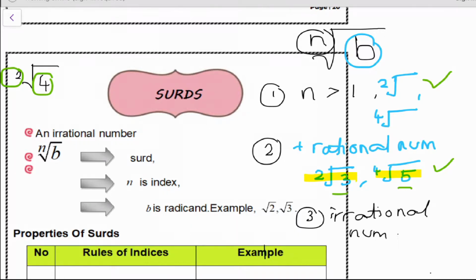If you press your calculator, the square root of 4 will give you 2. So 2 is not an irrational number. 2 is a rational number. So it doesn't satisfy the third condition. Hence, the square root of 4 is not a surd. Okay, so that is the introduction of surds. So let us move on to the properties of surds.